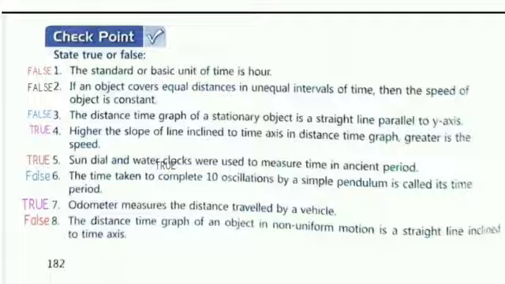Eight. The distance time graph of an object in non-uniform motion is a straight line inclined to time axis. This is wrong because the distance time graph of an object in non-uniform motion is a curved line. And if it is a straight line inclined to time axis, then this is called uniform motion. So this line is also wrong. It is false.